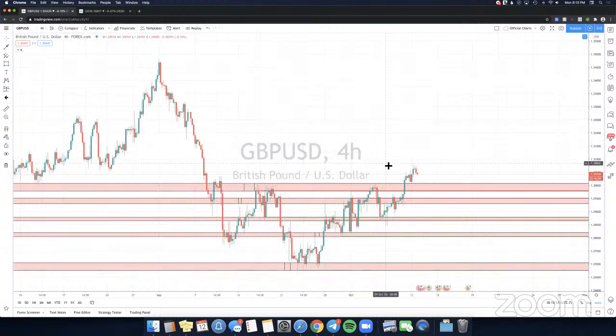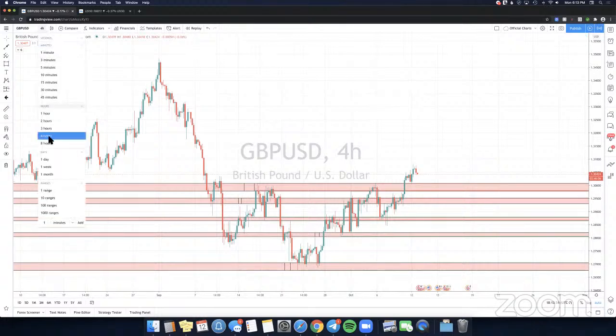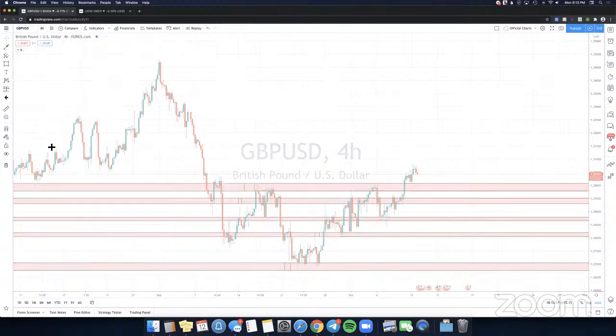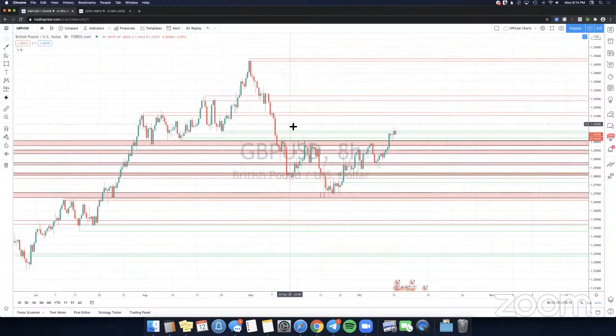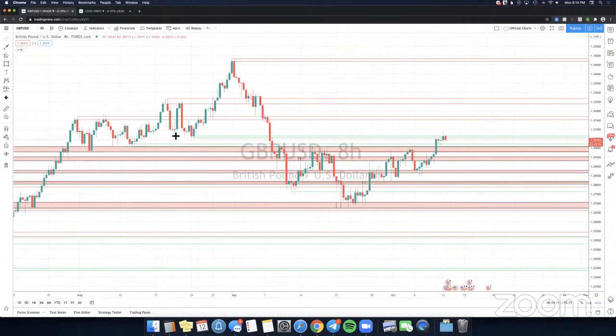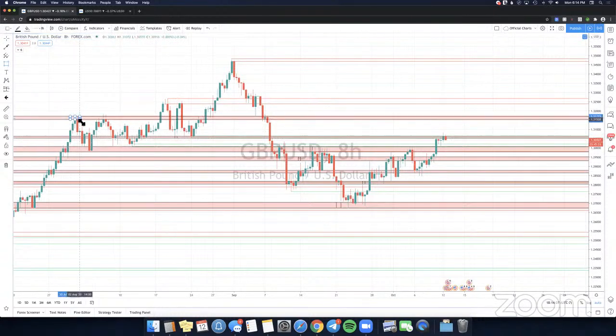In order for us to get this upper zone right here, we're going to go on the higher time frame. We're currently on the 4 hour. We're going to go to the 8 hour, and you can see that there's actually a couple of zones in this area. So I'm going to draw this zone right here. I'm also going to draw this upper zone way up here.